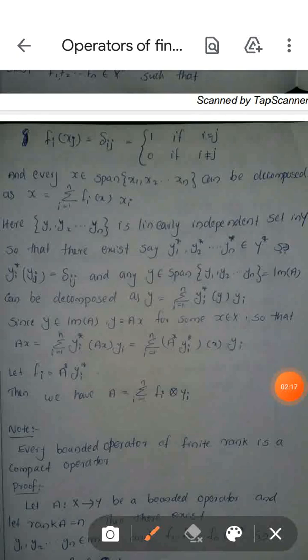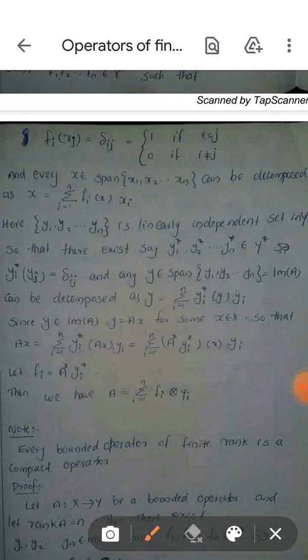Here y1, y2, y3, etc., yn is a linearly independent set in Y, so that there exist y1 star, y2 star, etc., yn star belongs to Y star. Here instead of fi we choose yi star, such that yi star of yj equal to delta ij, and any y belongs to span of y1, y2, etc., yn equal to image of A can be decomposed as y equal to summation i equal to 1 to n yi star of y into yi.